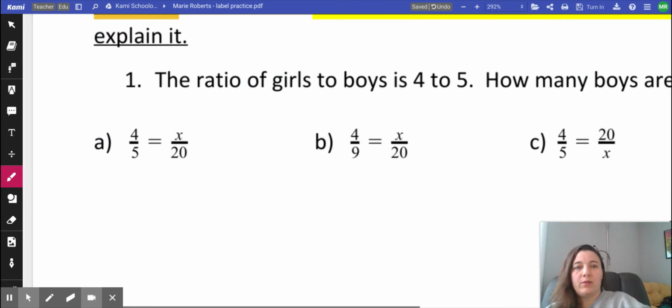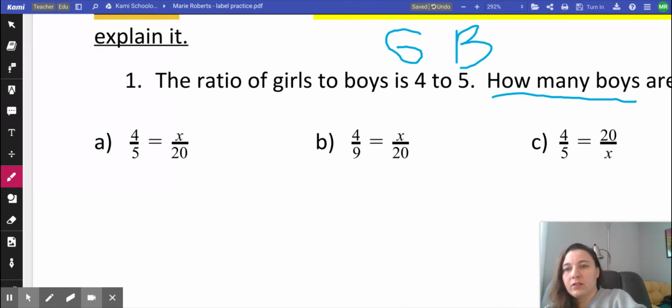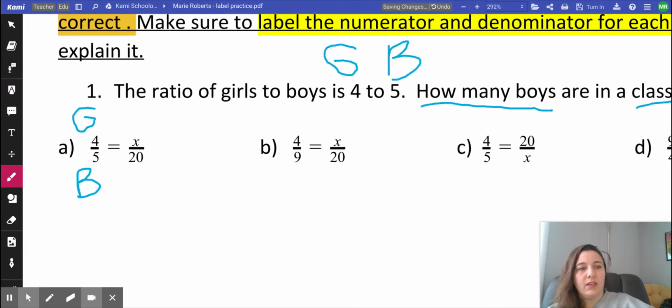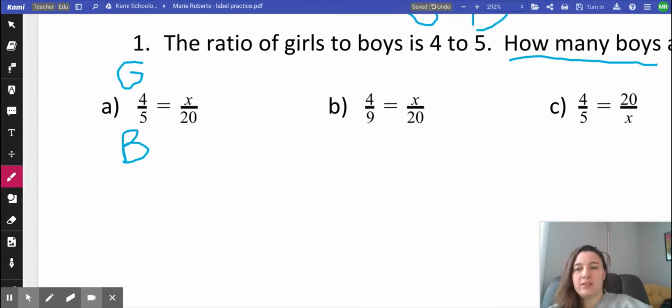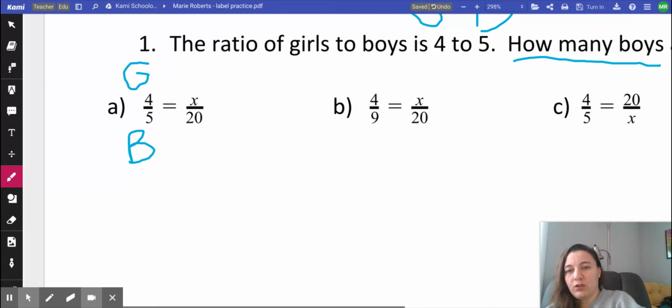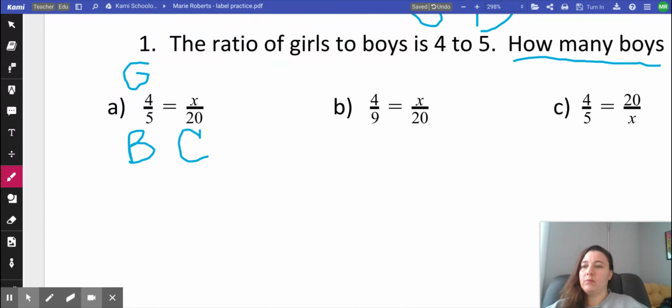The 4 represents girls, right? Just rereading it. The 5 was what? Boys. The 20 is in a class. So that's like a total. I'm done. I'm done already.